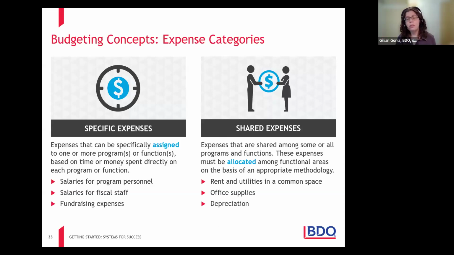Maybe I'm thinking about the time that's spent in my space on each of these functions, and I'm using that percentage. Maybe I know the square footage of my space and I've got dedicated spaces. So I'm taking the percentage of square footage that's used for programming, and I'm taking my rent bill and I'm giving that same percentage to programming. Whatever you come up with, there is some methodology that helps you think about how to share these expenses.